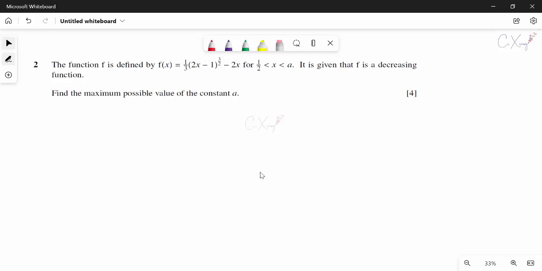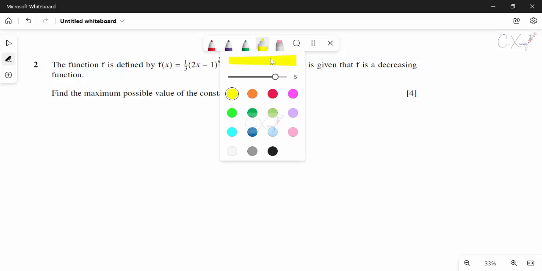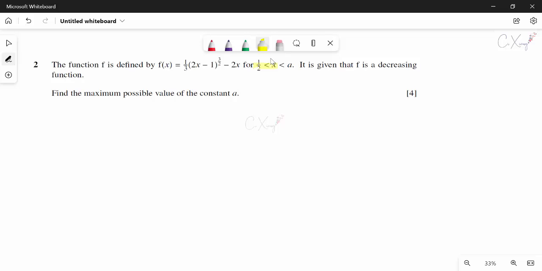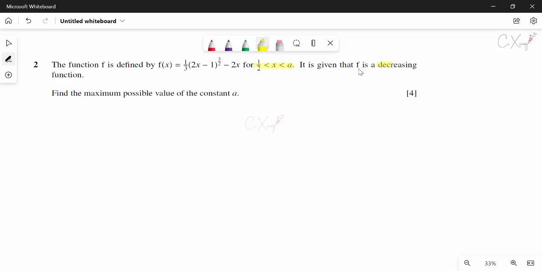Okay, so for question number 2, they give us the function f(x), and it is telling us that the value of x should be from half until 8. Okay, so it is given that f is a decreasing function. So when you see the word decreasing function, generally you should know that f prime x should be smaller than 0. Okay, because when your gradient of tangent is smaller than 0, it means that your original function is always decreasing. Okay, right, so they want us to find the maximum possible value of the constant a.